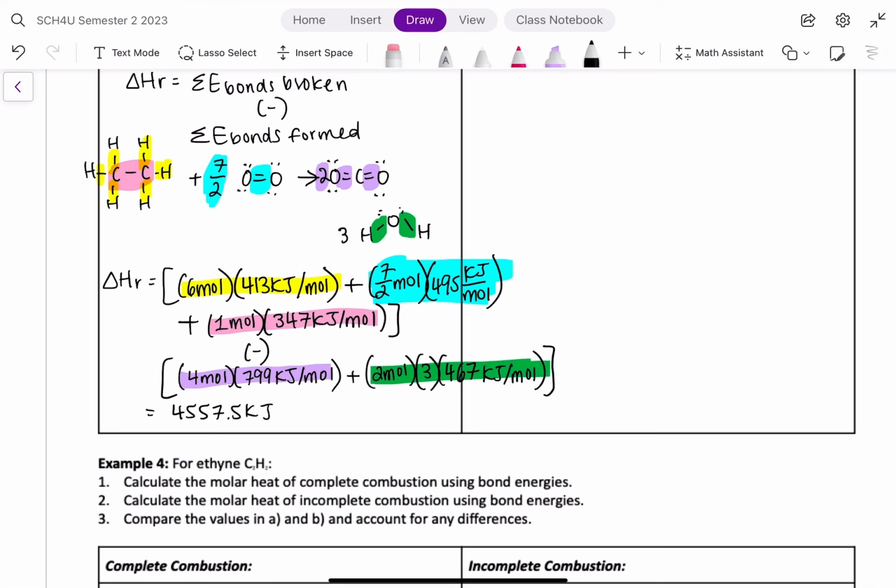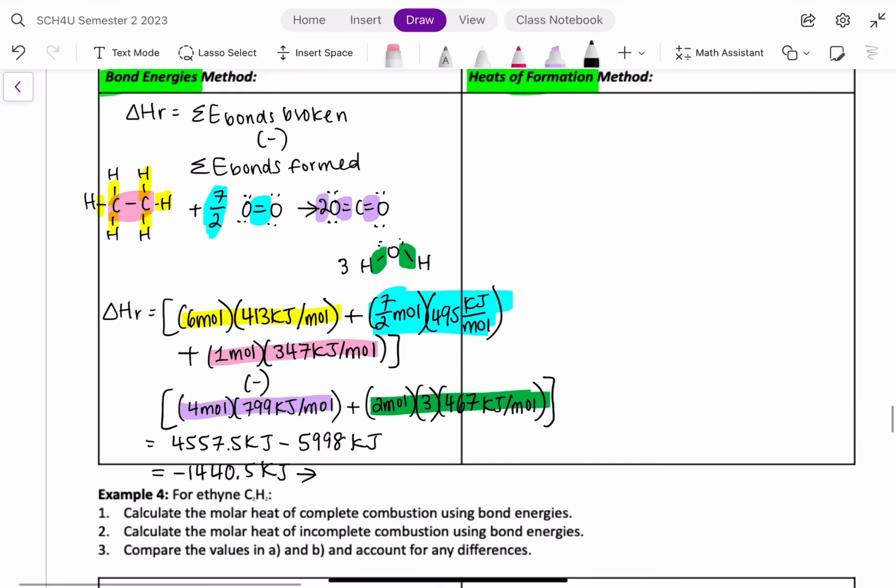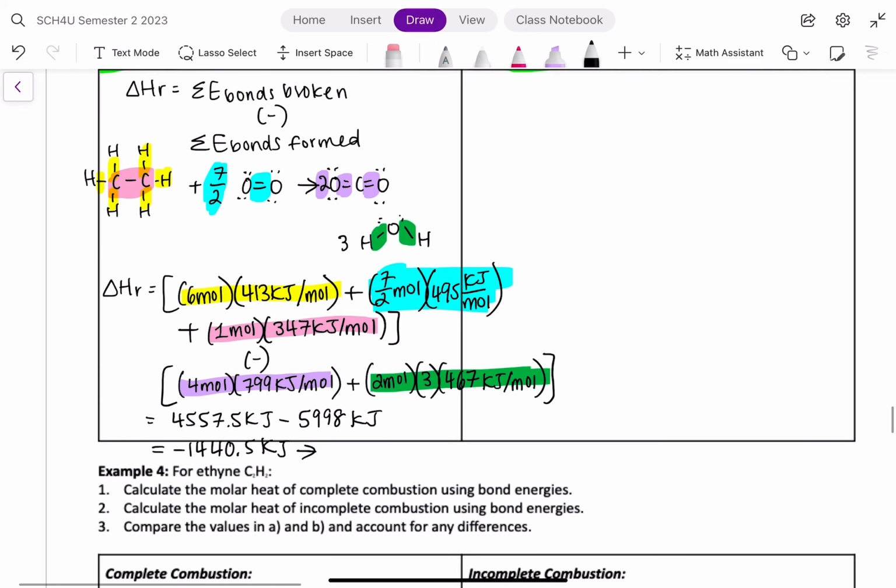4,557.5 kilojoules minus 5,908 kilojoules, and that gives you a negative 1,440.5 kilojoules, which we will round to negative 1,441 kilojoules.